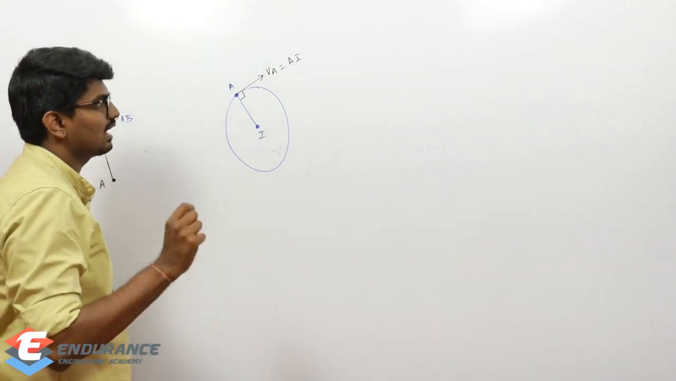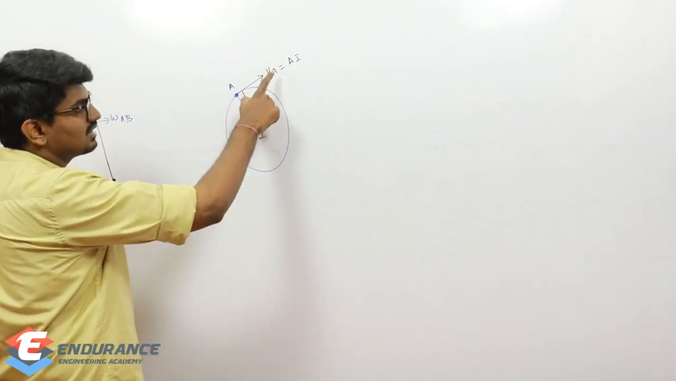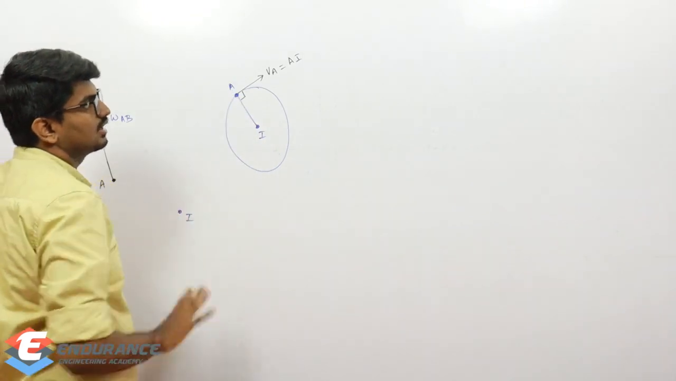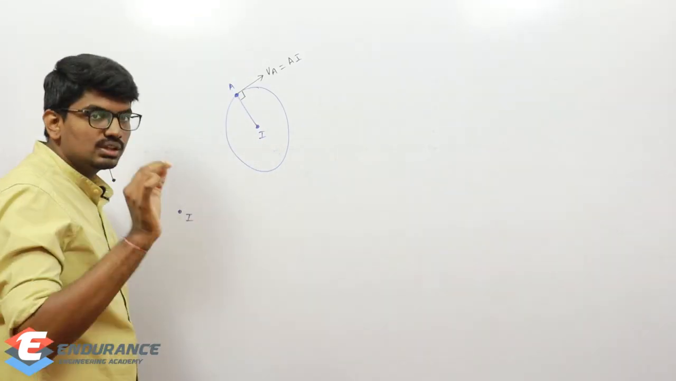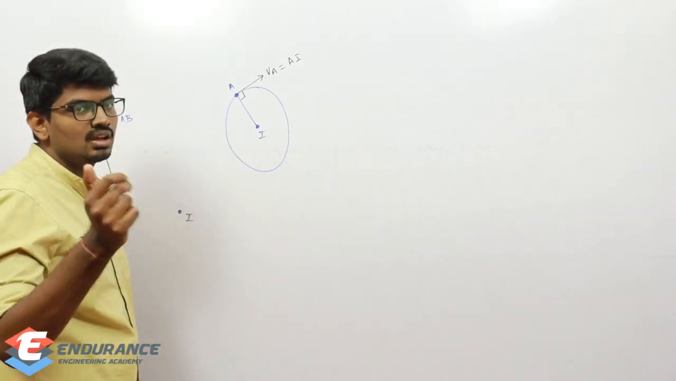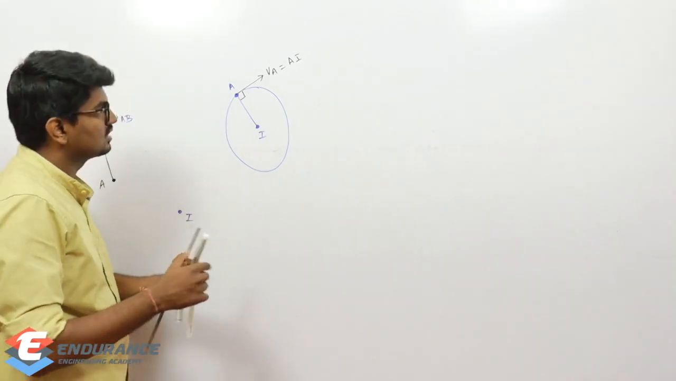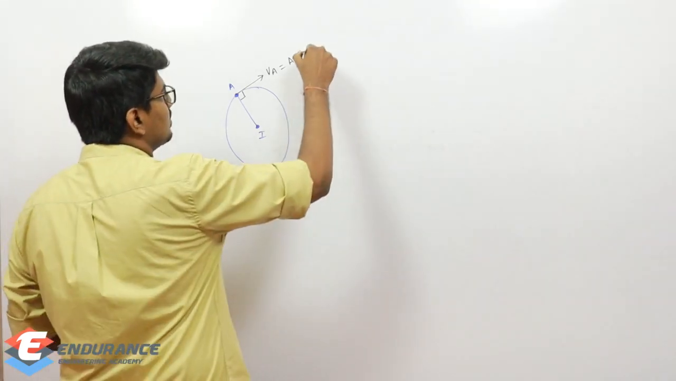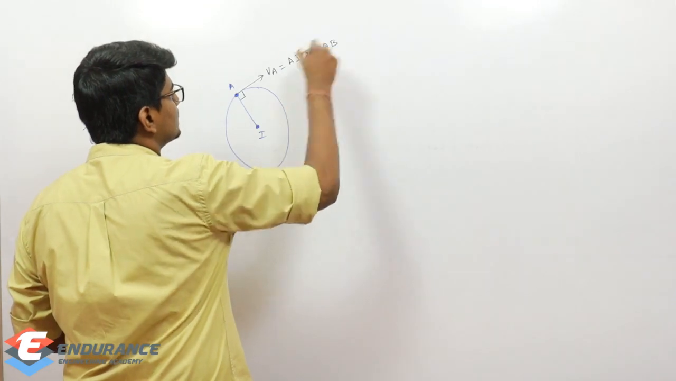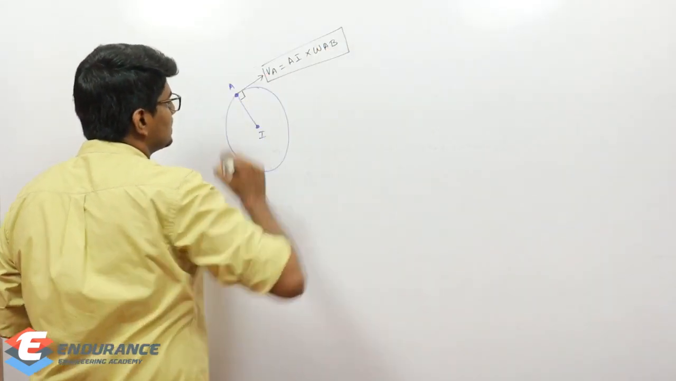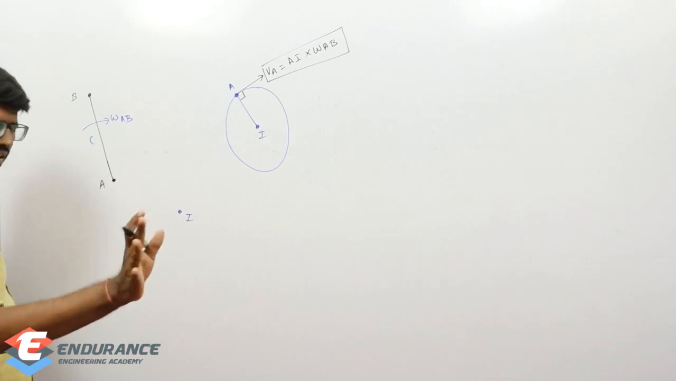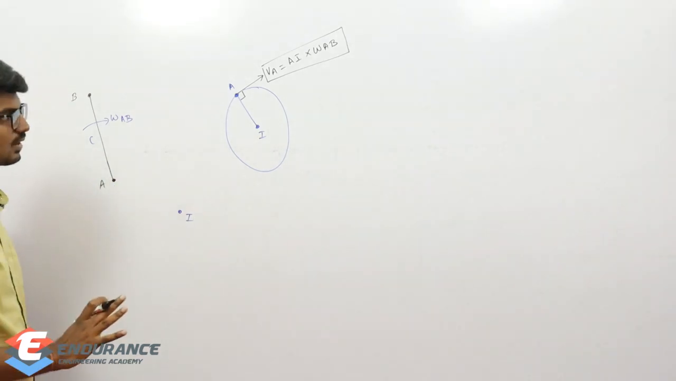Again, let us come back here. For a circular motion, we will have only tangential velocity VA. Since it is tangential velocity, it has to be perpendicular to the radius. So VA will be equal to the radial distance into angular velocity. That angular velocity here was omega AB. So only one velocity will be there, and that is the velocity of point A.